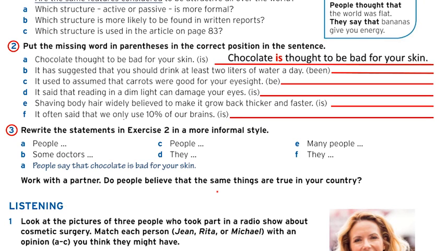Okay, very good. And finally, when you're done, you're going to work with a partner and you're going to ask him or her, do people believe that the same things are true in your country? For example, do you think that people in Mexico say that chocolate is bad for your skin? You're going to discuss these 6 statements with your classmates.